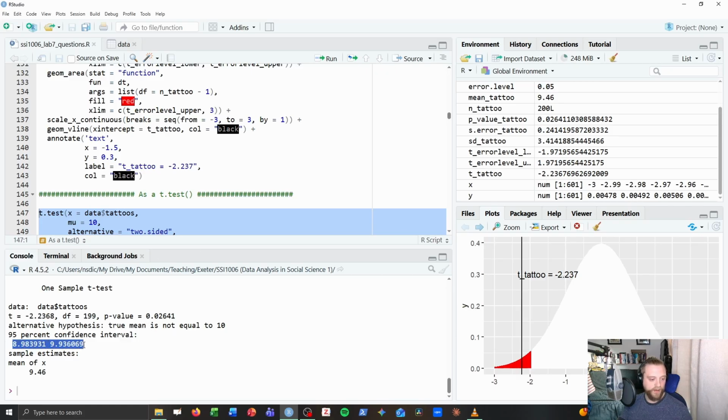And we also get a confidence interval. Now, that confidence interval is for the mean. So our mean was 9.46. We calculated that here.